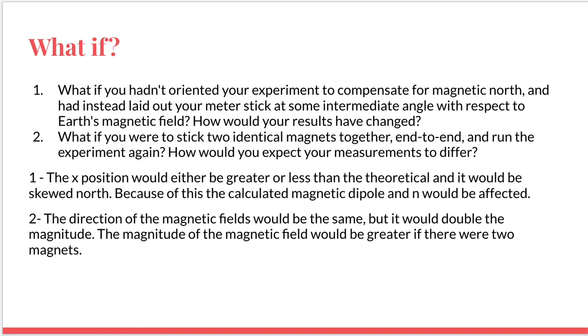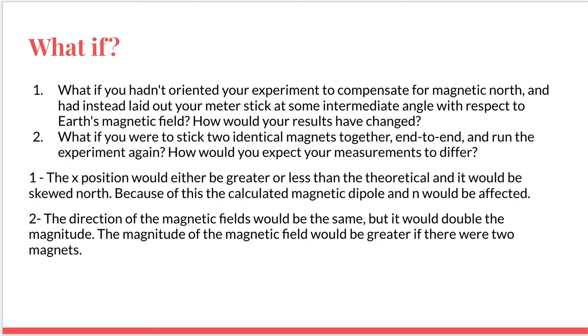And in this experiment, there are some big what-if questions, which are on the screen here. First one is, what if you had oriented the experiment to compensate for magnetic north? In that case, the experimental value would either be greater or less than the theoretical, and it would be skewed north because this calculated the magnetic dipole and would be affected.